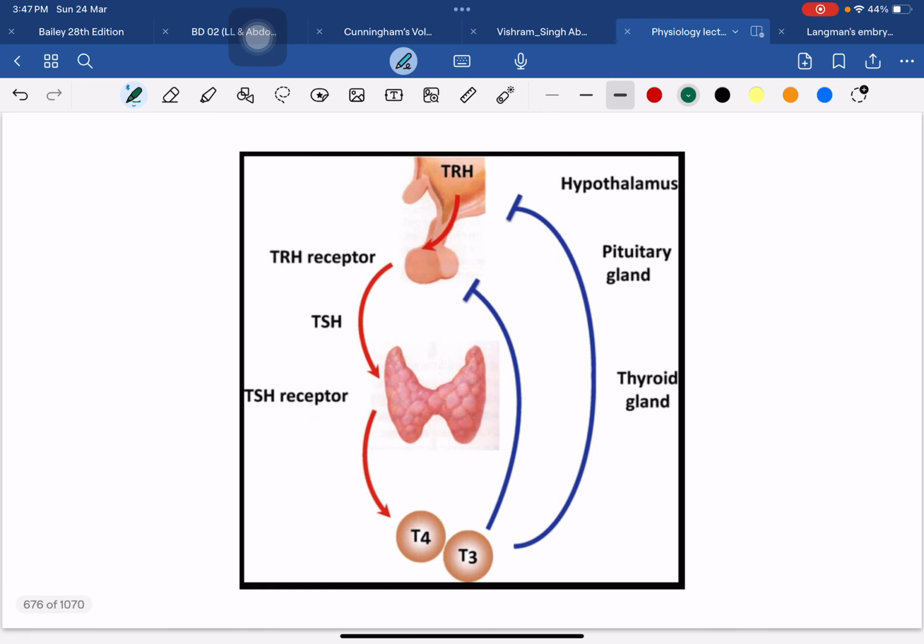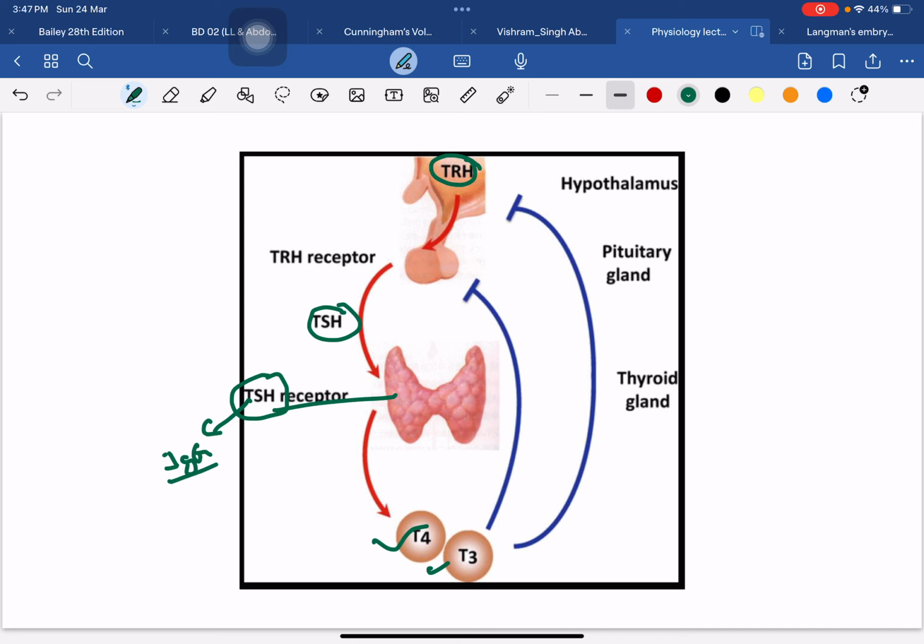This is the normal feedback mechanism: thyroid releasing hormone is released from the hypothalamus and acts on the pituitary, releasing thyroid stimulating hormone, which acts on the thyroid stimulating receptor on the thyroid gland, and finally results in formation of T3 and T4. So it is the normal mechanism. But when there is an antibody against the TSH receptor, there is formation of IgG antibody.